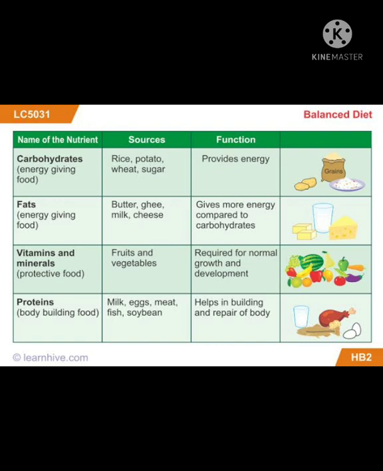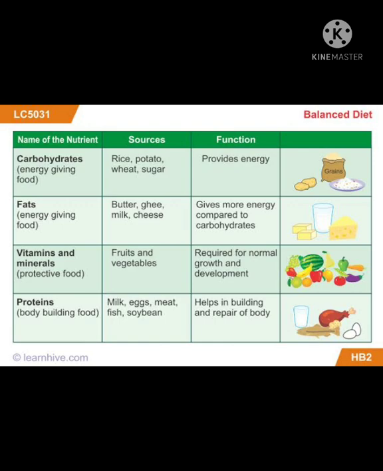Next, fats. Another food component is fats. The function of fats is to give more energy compared to carbohydrates. Next, sources of fats. Fats are present in butter, ghee, milk, cheese. Are you able to follow me, ma'am? Sources of fats are butter, ghee, milk, cheese.